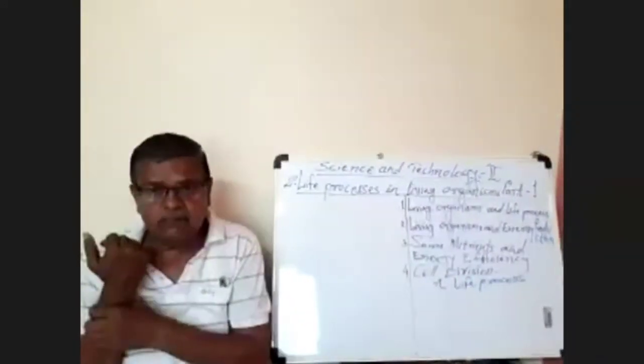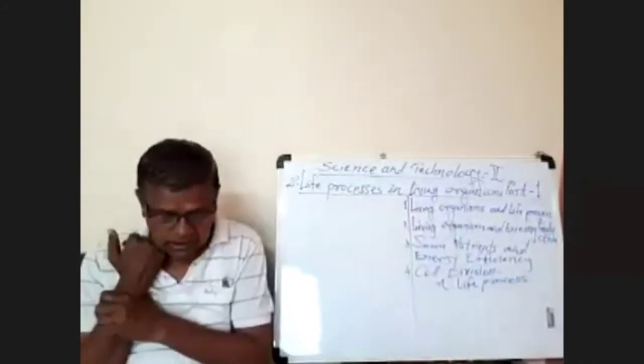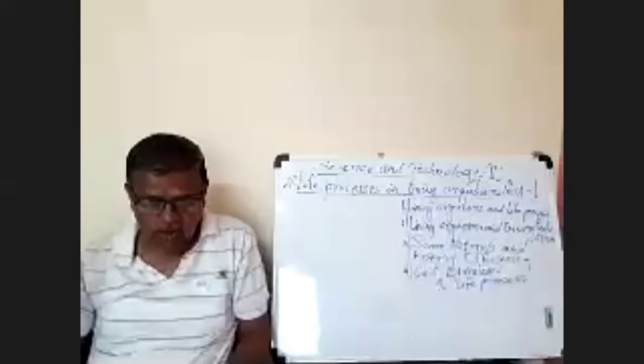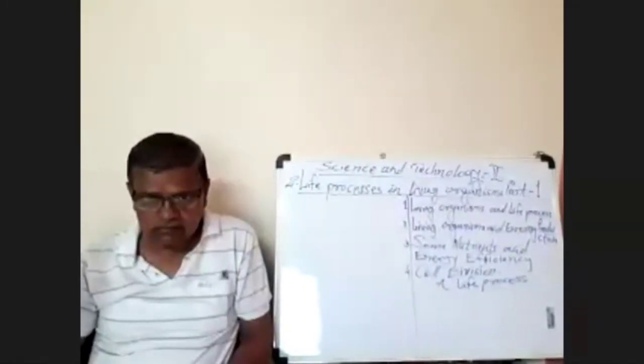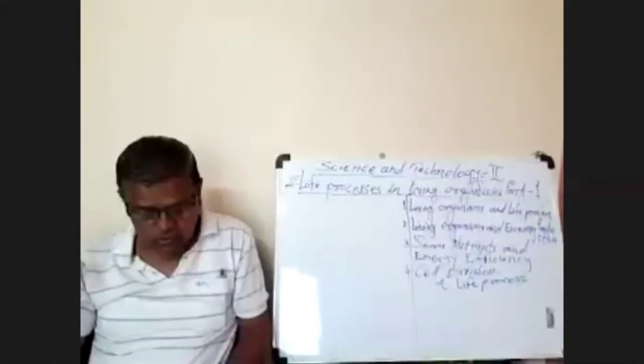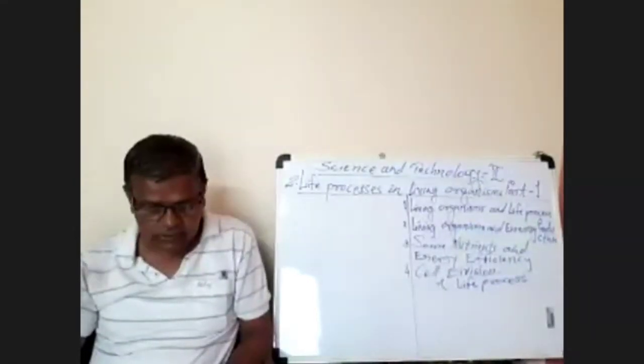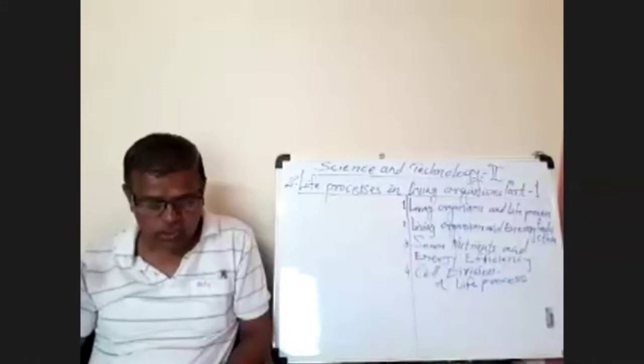Then one question is for you in your textbook, page number 13. Yes, how many atoms of carbon, C, hydrogen, H and oxygen, O are respectively present in the molecule of glucose? Can you tell me the chemical formula of glucose?